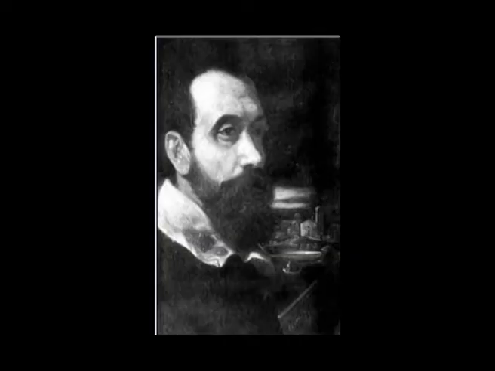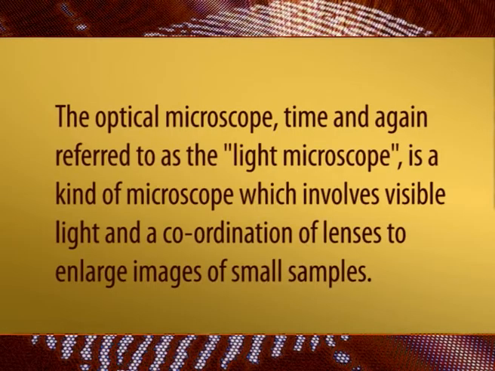The first microscope to be technologically advanced was the optical microscope, though the originator is not easy to recognize. The primary microscope was believed to be made in 1590. Giovanni Faber coined the word microscope for Galileo's compound microscope in 1625. The optical microscope, time and again referred to as the light microscope, is a kind of microscope which involves visible light and a coordination of lenses to enlarge images of small samples.